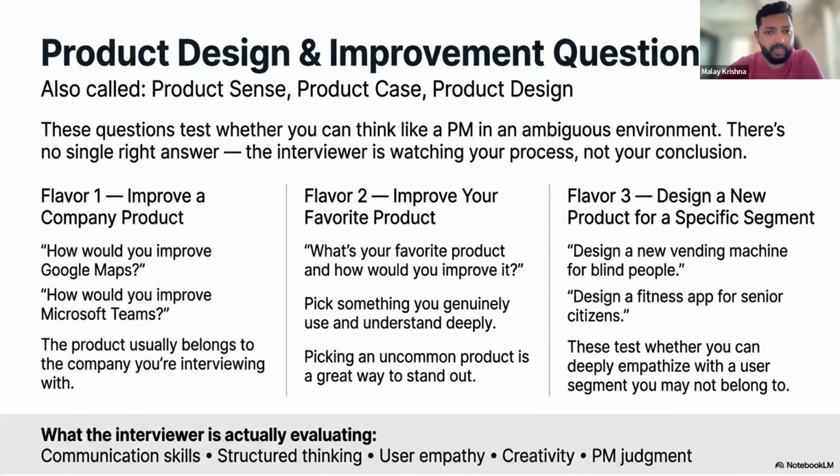The second flavor is improving your favorite product, which is: what's your favorite product and how do you improve it? Now here, of course, the idea is to not just say Instagram or WhatsApp. Pick something that is genuinely useful and that you understand well, and ideally something uncommon, maybe like Notion, Superhuman, Whisperflow, something like that. Even a non-tech product, like some booking system that someone has used, right?